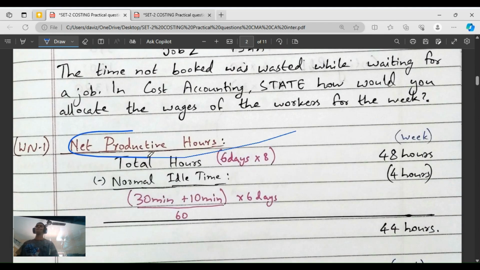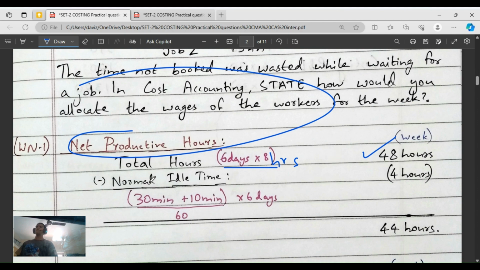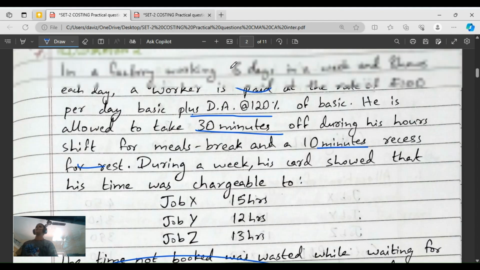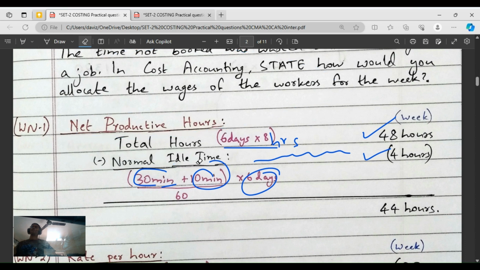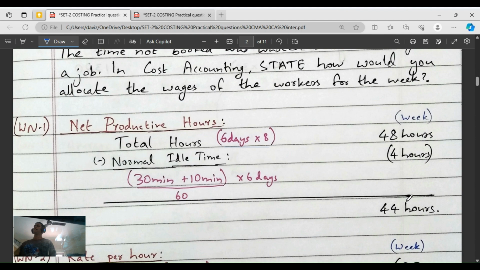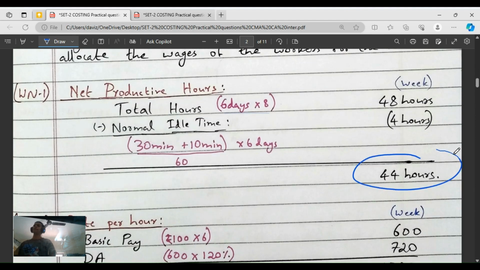First, I find the net productive hours. Total 6 days into 8 hours, so 48 hours is total hours, minus the normal idle time, that is 30 minutes break and 10 minutes rest. It is given in minutes, so I divided by 60 to make it hours, for 6 days. It is 4 hours. So the net productive hours is 44 hours.